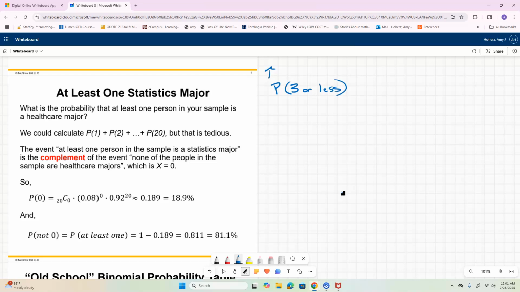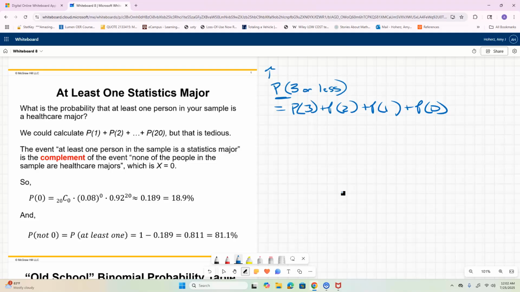Well, if they do that, the formula is only for exactly a certain amount. So I can't do just probability of 3. I would have to do P of 3. Then I would have to also do P of 2. And then I would also have to do P of 1. And I would also have to do P of 0. So you would have to use that binomial formula 4 times in order to get this answer. Because 3 or less includes 3 students, 2 students, 1 student, or 0 students.